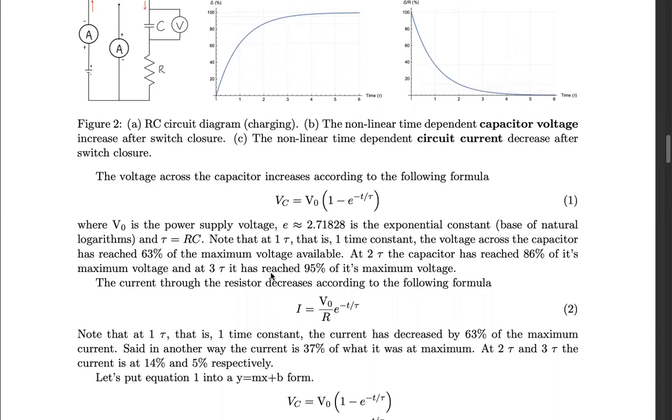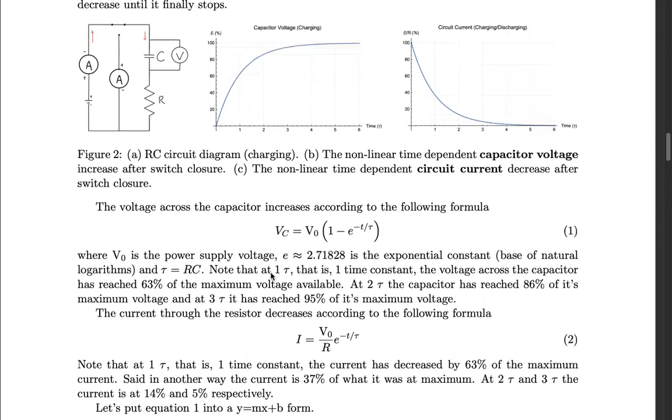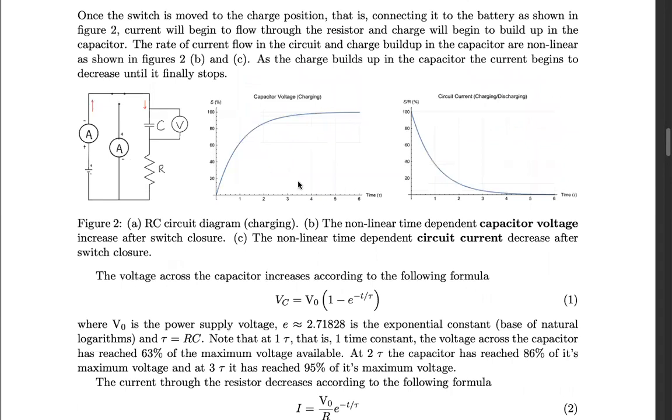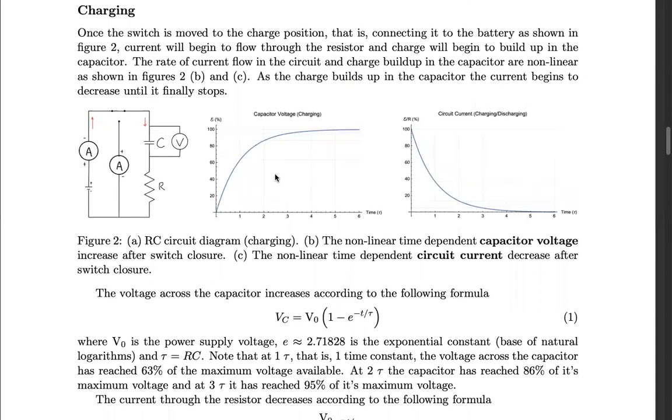Note that at 1 tau, that is one time constant, the voltage across the capacitor has reached 63% of the maximum voltage. At 2 tau, 86%. And at 3 tau, it's reached 95% of the maximum voltage. It's a little hard to see on this graph. Let me do a new share with the Mathematica to produce it.